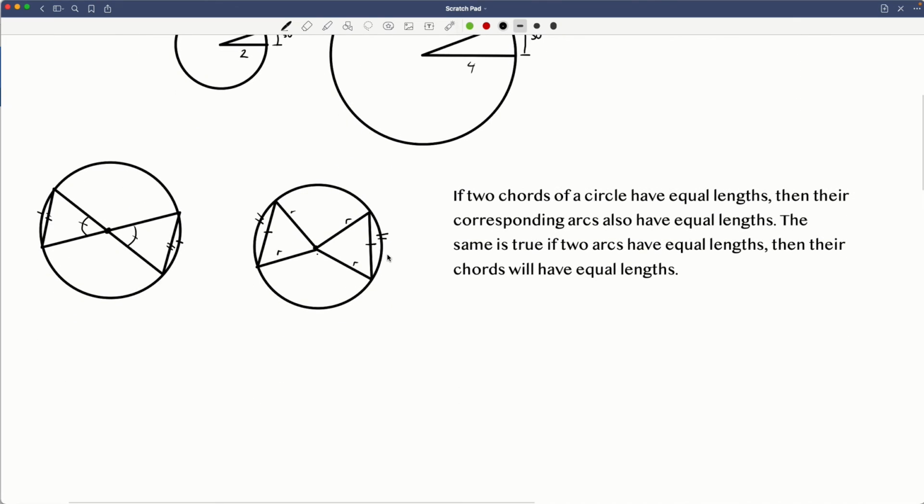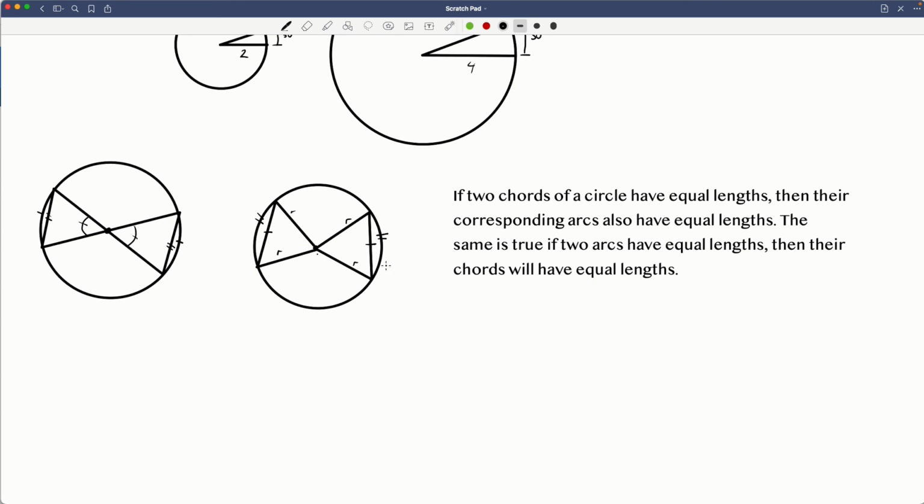Now we're talking a little bit about chords. If we have two chords that are the same length, so for instance, in this circle, we have this chord and this chord are the same length. So that means their arc is the same in degree of measure and in length, okay, as the other arc. If two chords of a circle have equal lengths, if two arcs have equal lengths, then their chords will be the same length.